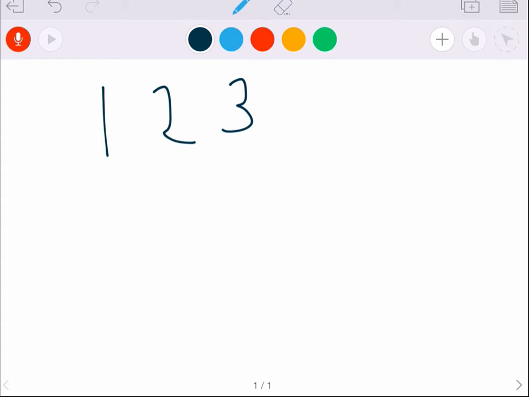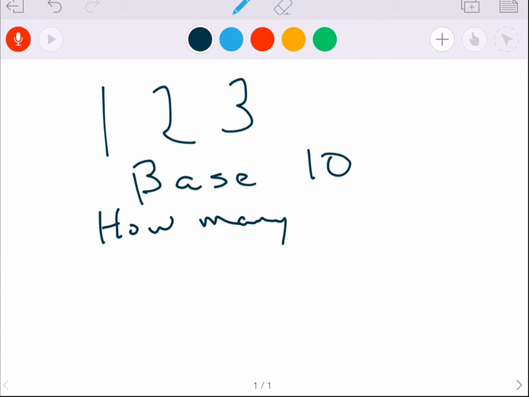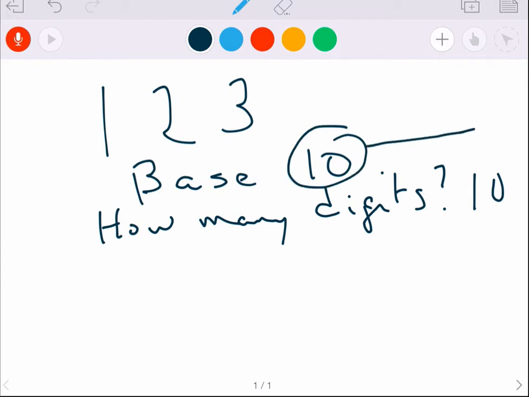Now then, in base 10, and I try to teach this so that no matter what base we're working in, you should be able to recreate this. So the one question I always ask when we're talking about different bases is, how many digits do we have? And the answer is 10. No matter what base we're working in, the answer to how many digits do we have is always the same as the base.